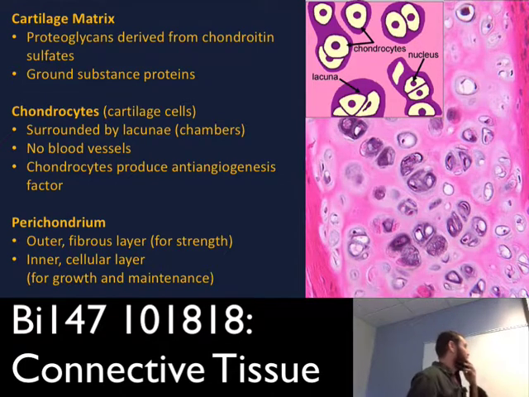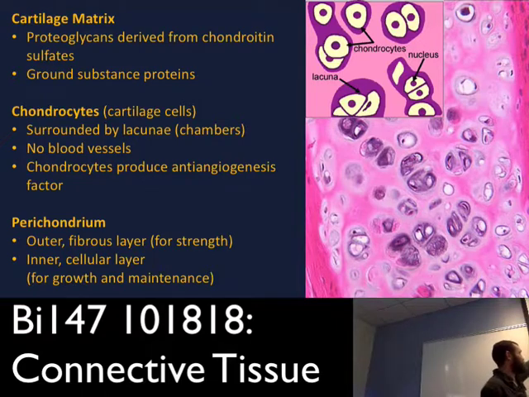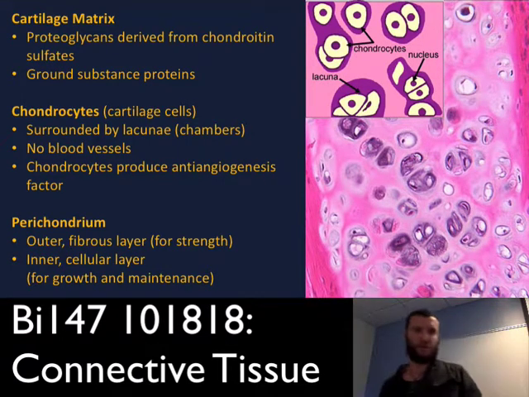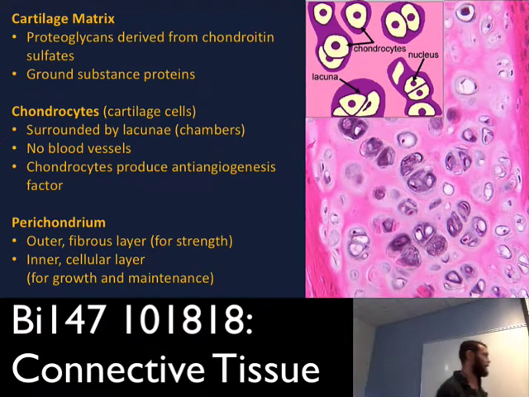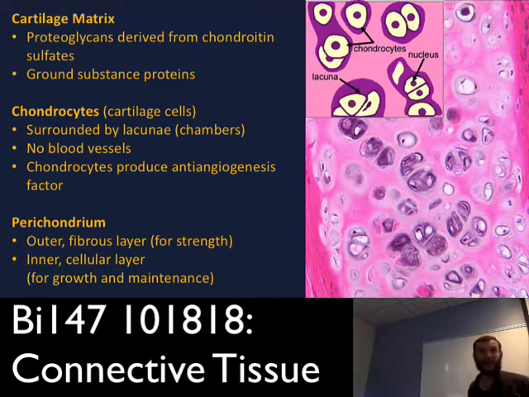So chondrocytes, these cartilage cells, are surrounded by lacuna. We talked about that in the lab. There are no blood vessels. I think I talked about this in lab as well. We'll blow that idea up some more. They produce a chemical that is an anti-angiogenesis factor.